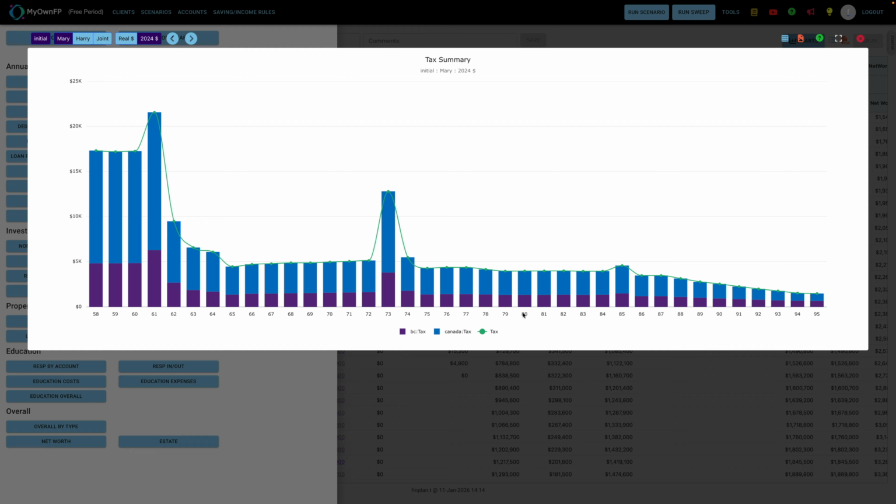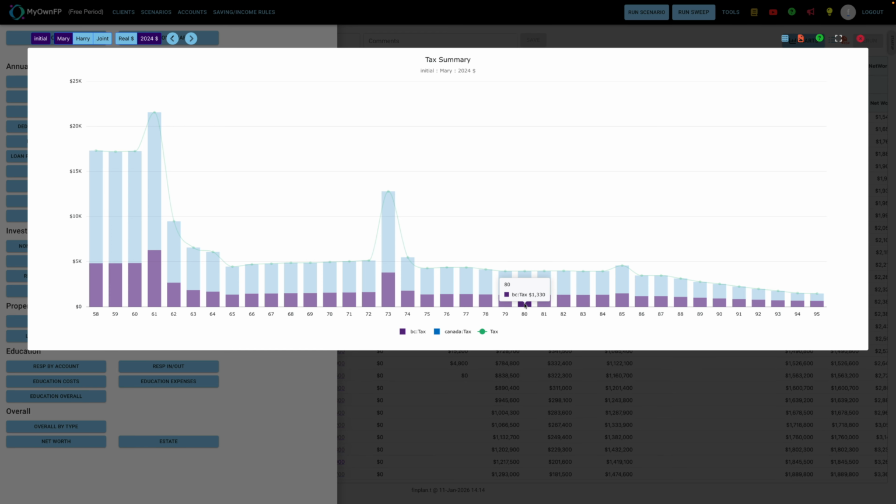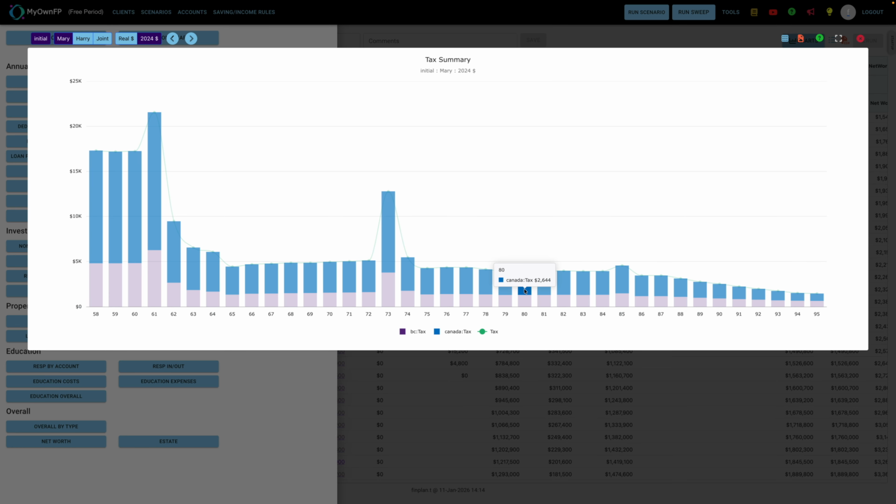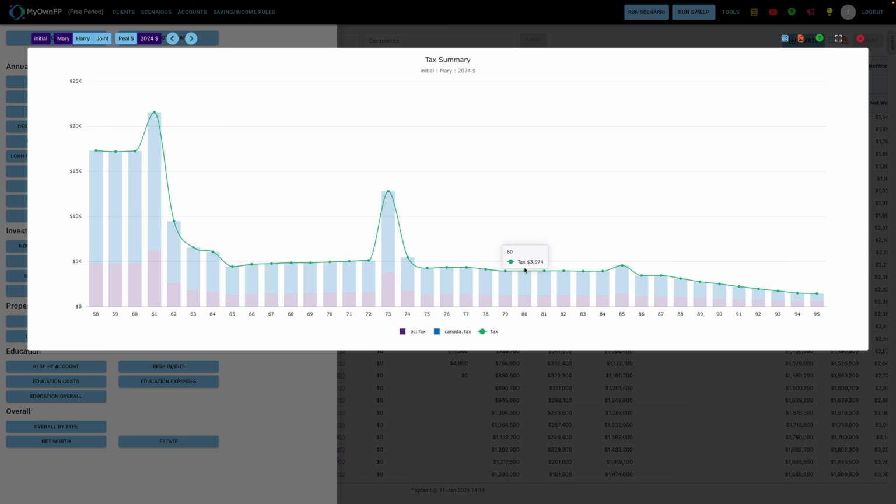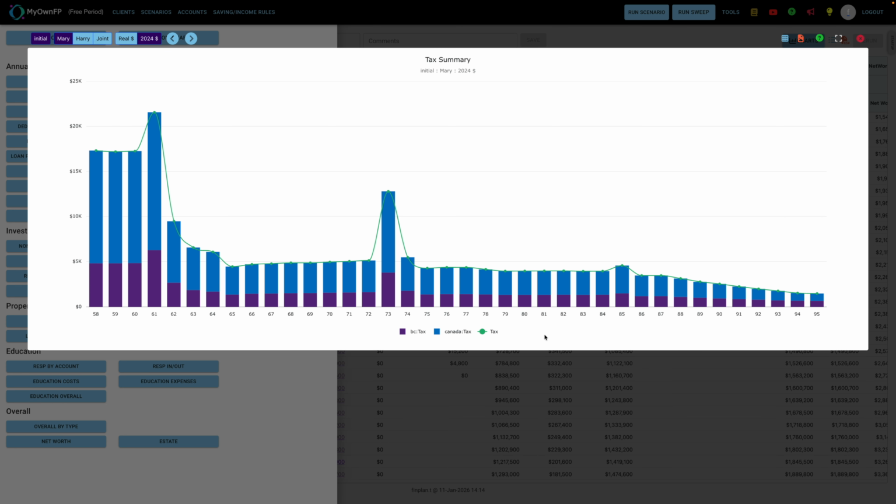On the actual grid, if you move up, you'll see there's a tooltip, which at age 80 shows the value: BC tax is 1,330, our Canada tax is 26,44, and our total tax is 339.74. So that just shows you very quickly what you can show on the grid.